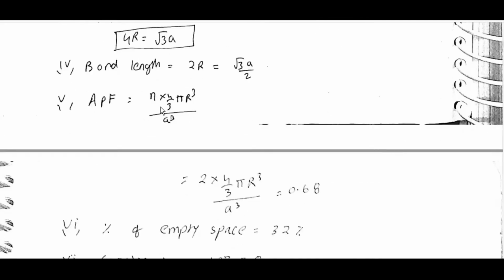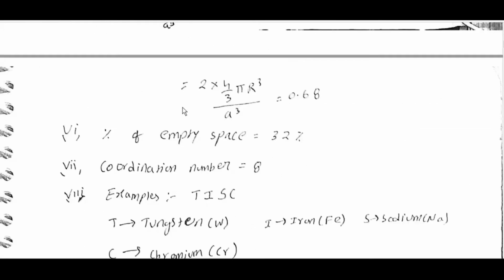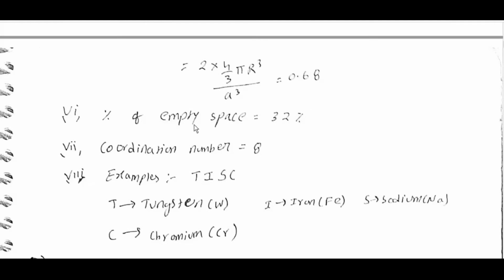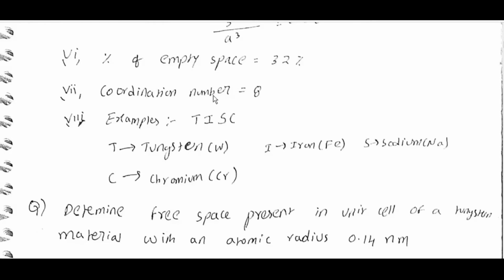APF is equal to n into (4/3)πr cube by a cube, which is equal to 2 into (4/3)πr cube by a cube, which is equal to 0.68. Percentage empty space is equal to 32%. Coordination number is equal to 8. Examples you can remember by TISC: tungsten W, iron Fe, sodium Na, chromium Cr.